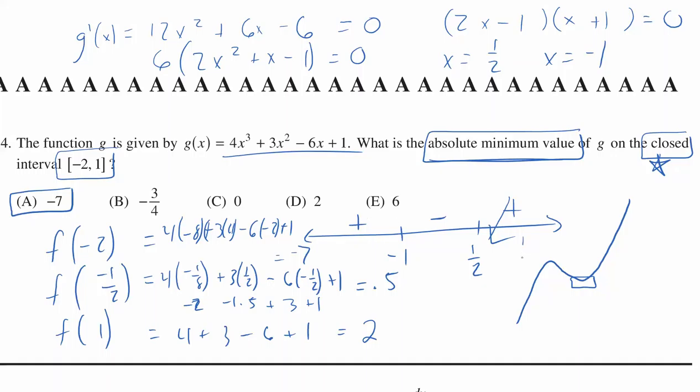So what did this graph look like? You know, without a graphing calculator, it probably looks something like this, where that value at -2 was somewhere down here. We did get the local minimum at 1/2, but on the closed interval is actually something lower down there.